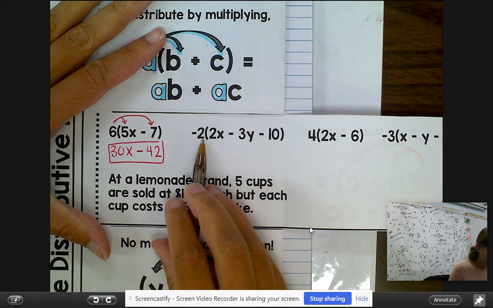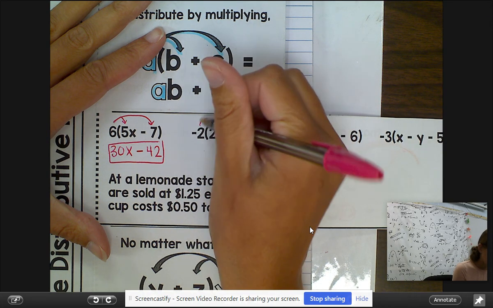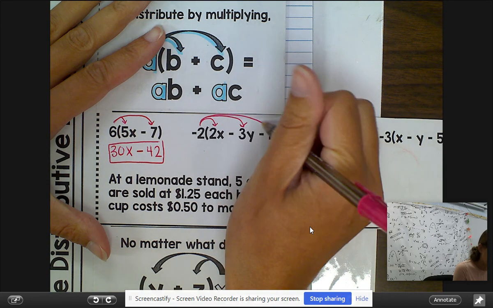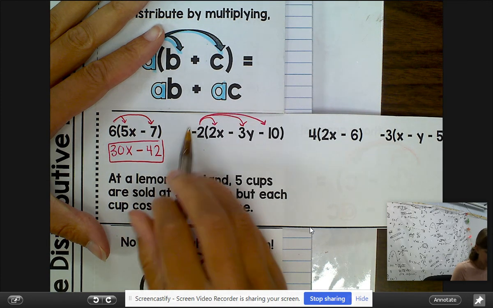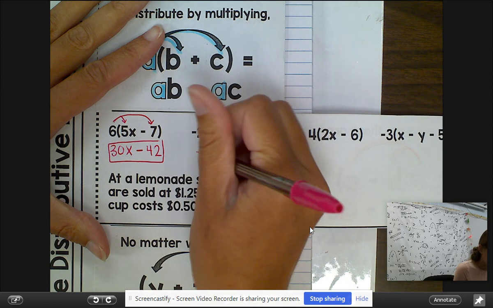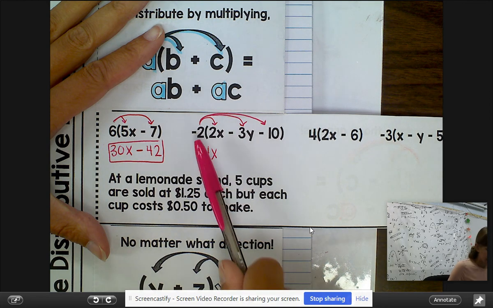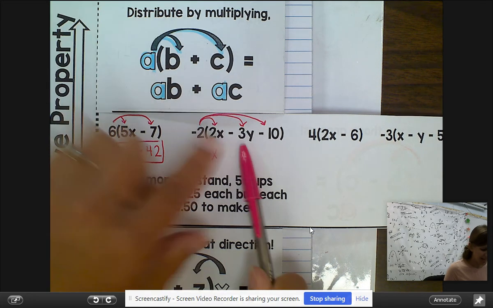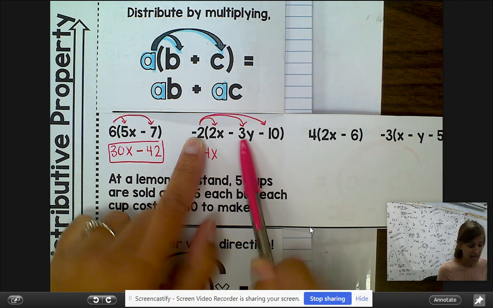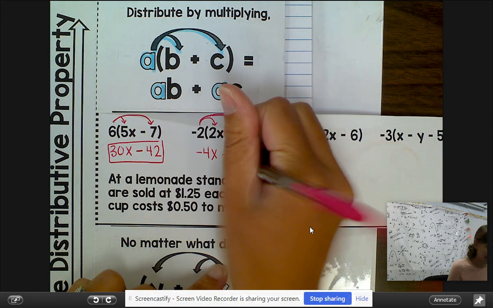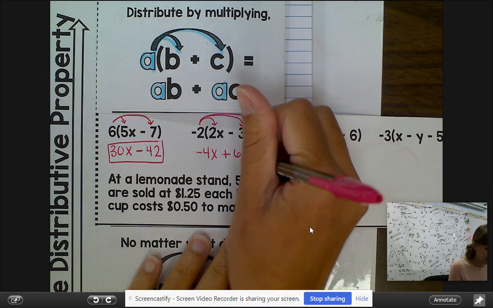On the next one, we're going to distribute 3 times because there are 3 numbers inside the parentheses, and we're distributing a -2 to each of those. So -2 times +2 is -4 with an x at the end. -2 times a -3. So a negative times a negative is a positive. So I'm going to make it a plus. And then 2 times 3 is 6, and then a y at the end.